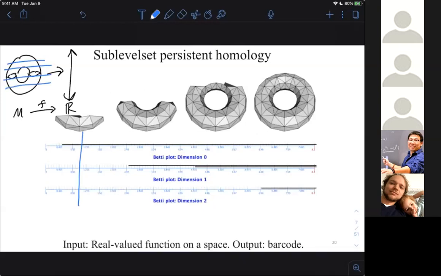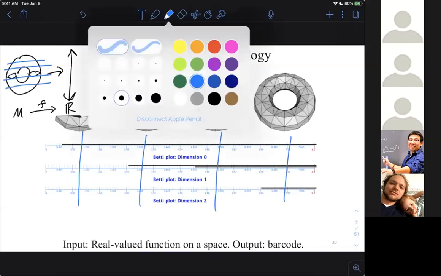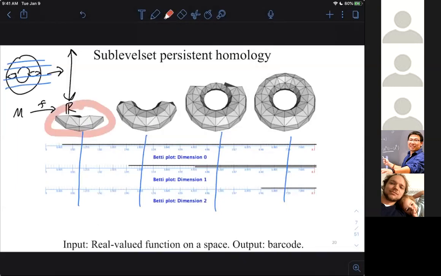And the bars beneath track how the holes are changing. So this first slice is just a disk. I guess it's a bowl, but it's really just a disk. And it has a single connected component and no other holes. So that's why it intersects 1 bar in dimension 0, because it has one connected component, but no bars in higher dimensions.